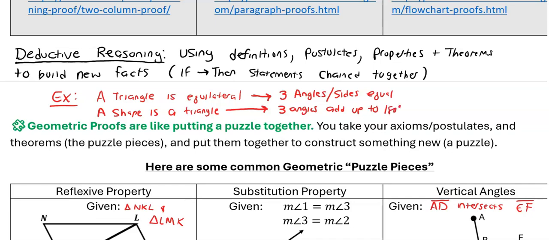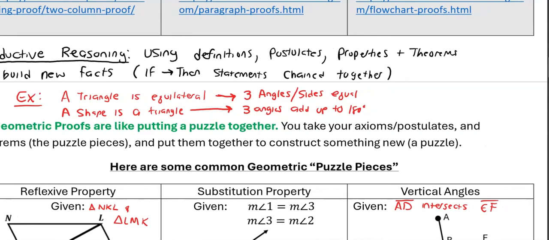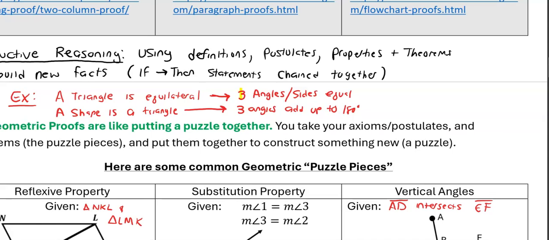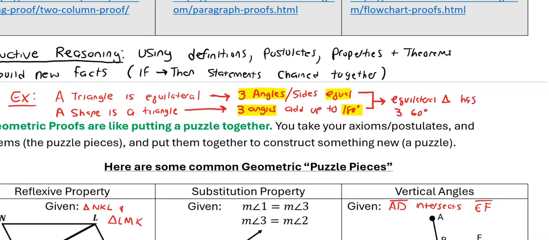So we've taken two mathematical facts: if a triangle is equilateral, then specifically the angles are equal, and we also know that the three angles add up to 180. We can take both of these statements. If a triangle has three equal angles and the angles add up to 180, we can conclude that an equilateral triangle has three 60-degree angles. This is a concept that we chain together and use a lot.